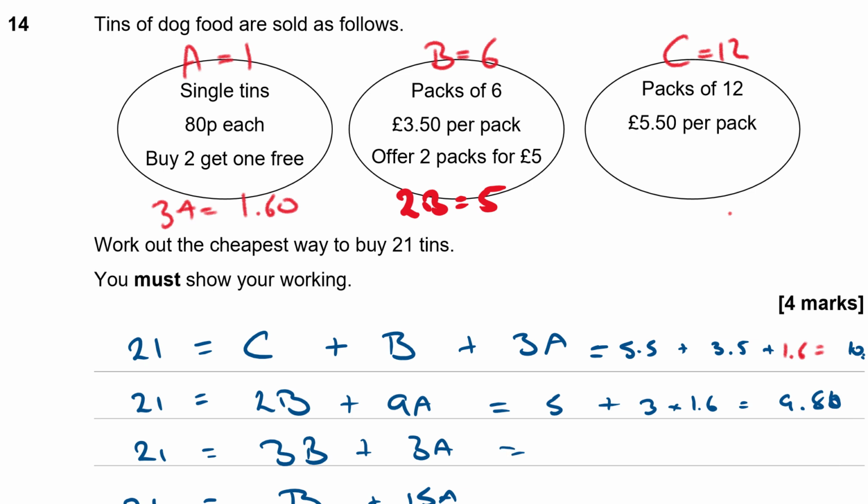Now, next option, 2Bs plus 3As. So I could buy 2Bs for £5. So if I want 3Bs, I'm going to have £5 plus £3.50 for my third B, plus 3As, that's £1.60. So what's that? £8.50, £9.50, £10.10. So that's a bit more expensive, that one.